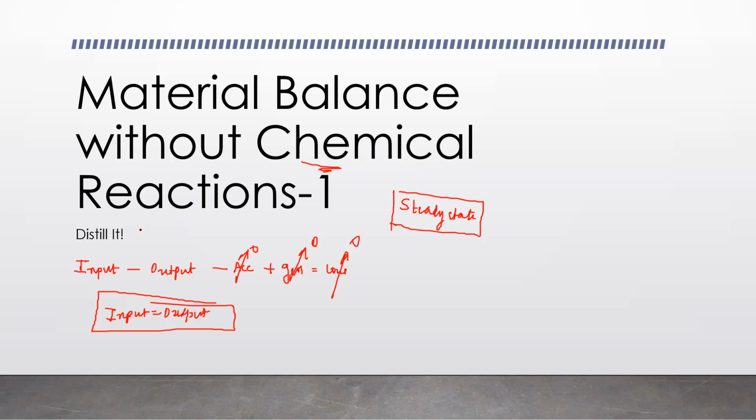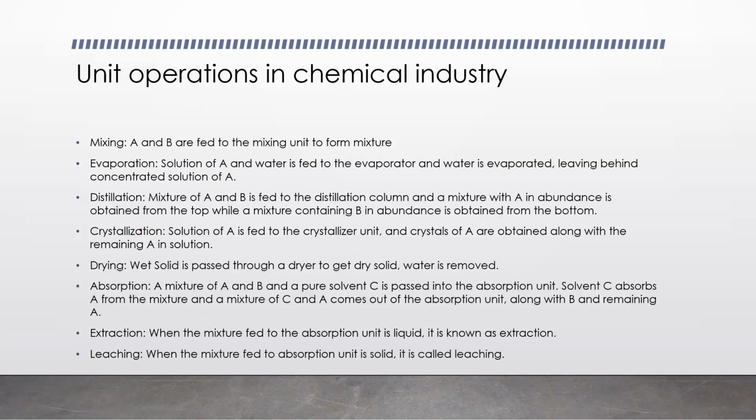All right. So now we come to different unit operations that are involved in chemical industries. Whenever we are talking about the chemical industry, it involves a variety of unit operations. A few of them I have listed over here. So mixing. In mixing, we simply have A and B fed to the mixing unit to form a mixture. So this is my mixing unit. I will feed A to it, I will feed B to it, and I'll get a mixture. So that's what happens in mixing.